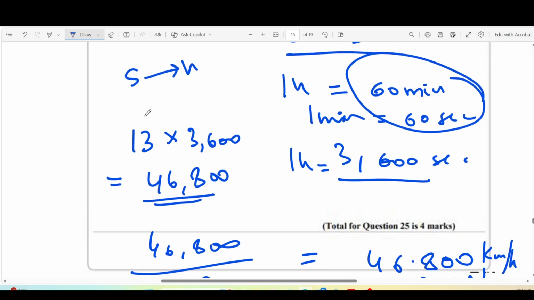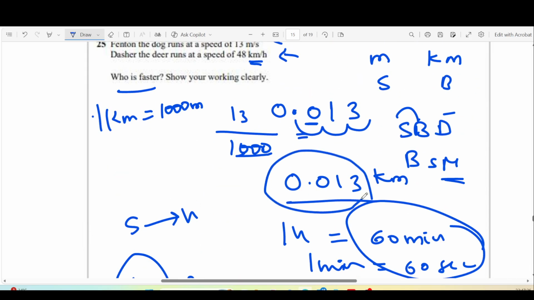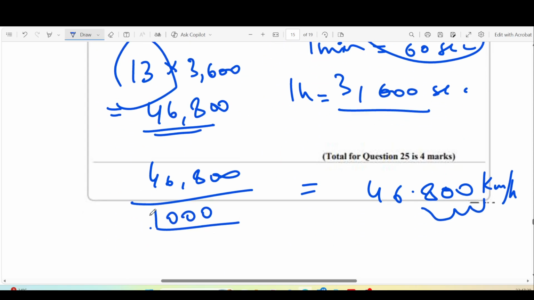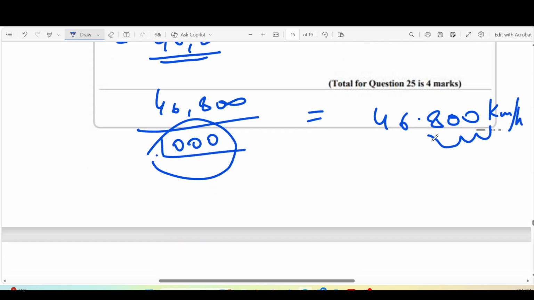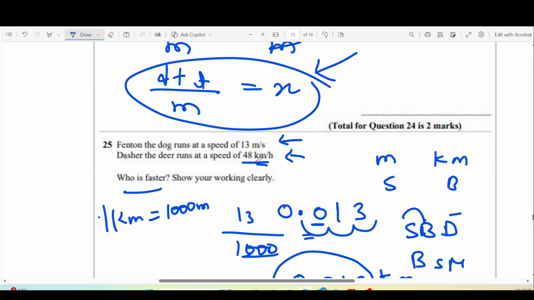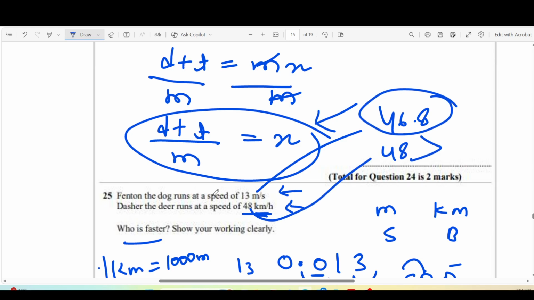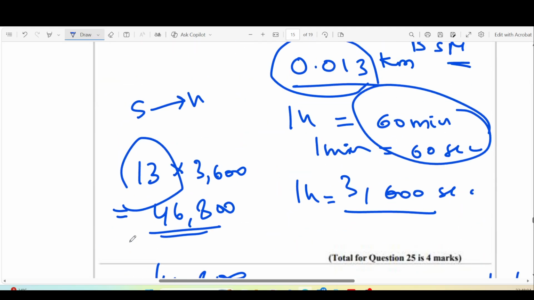Okay, because I have multiplied here by 13, that's why I have to again divide by 1000. If I had multiplied it with 0.013, then I wouldn't have divided here by 1000. So basically this is 46.800. Okay, and this is 48, right? So for the dog we got speed 46.8, and for the deer the speed is 48. So 48 is greater than 46, so the speed of the deer is faster, right?